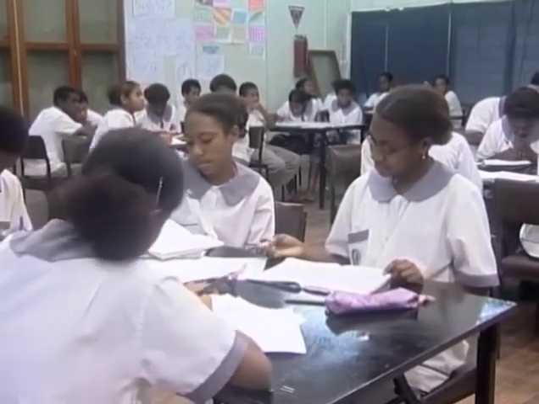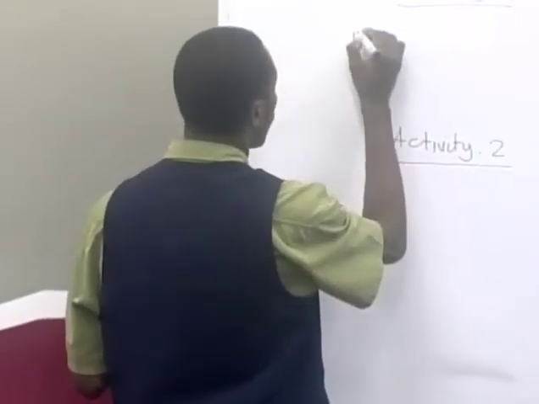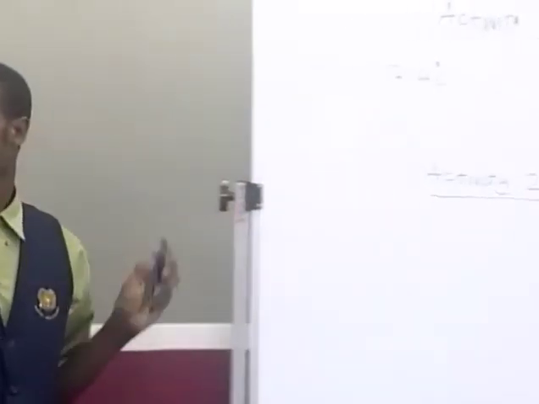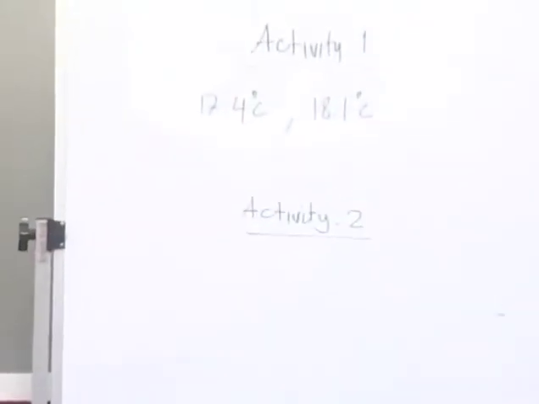Let's have some answers. Michael, what answer did you get for activity one? Michael, you give your answers and we will get other answers as well. 17.4 degrees Celsius. Any more answers? Receiving students, I hope you give answers to your teacher. That's Michael's. Okay, Cecilia? 18.1 degrees Celsius.